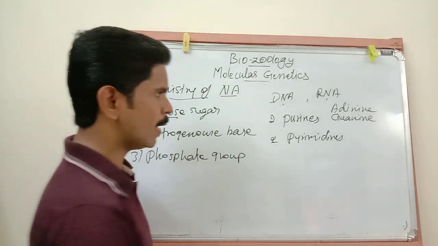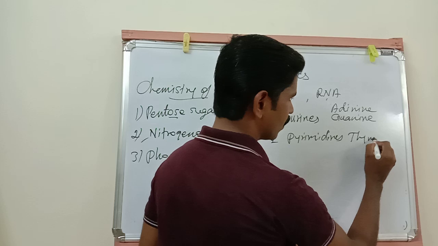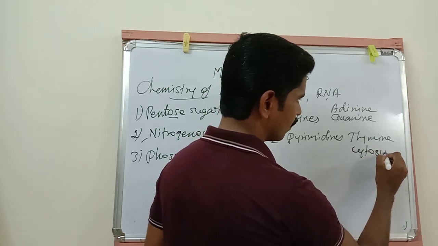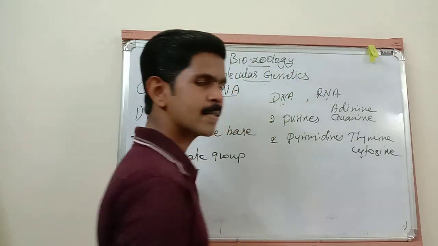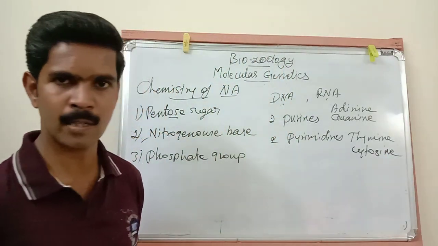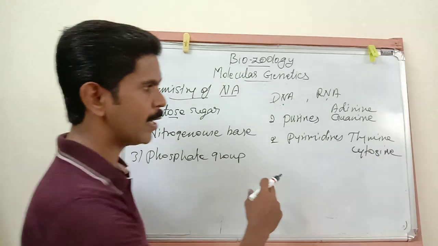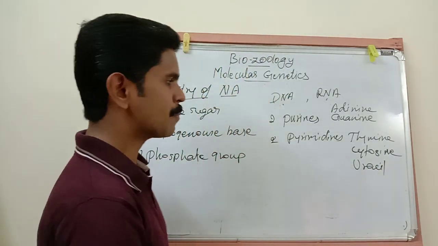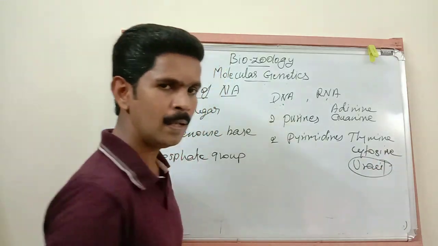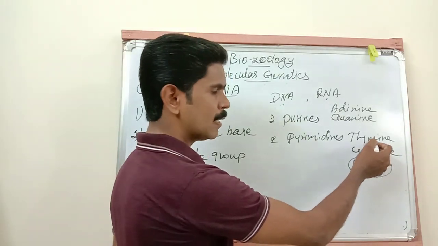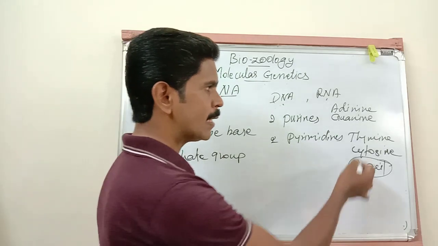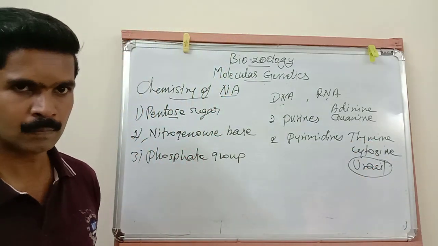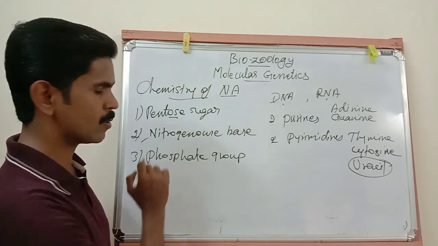Understand? Then thymine, cytosine. These two are the pyrimidines. Then one more pyrimidine is also there, called uracil. This uracil is present in RNA. So thymine is present in DNA. In RNA, instead of thymine, one more pyrimidine is there. It is called uracil. So once more, I repeat all these points about the nitrogenous base.